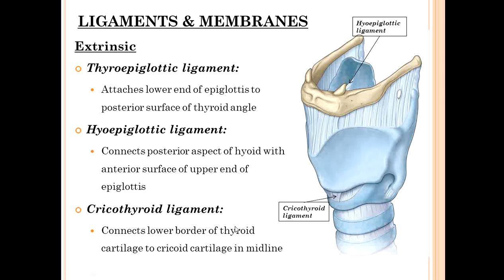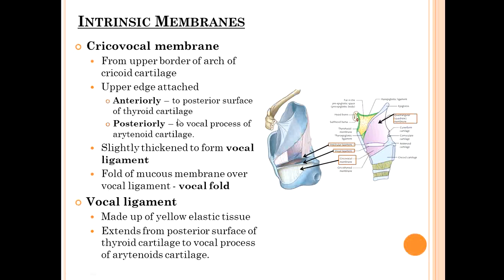The third one is the cricothyroid ligament. So this is the thyroid cartilage, this is the cricoid cartilage. So this ligament is known as the cricothyroid ligament. Now, what are the intrinsic membranes? Here you are able to see this is one membrane and here is one membrane. A membrane which is arising from the cricoid cartilage and attaching into the vocal fold here is known as the cricovocal membrane.